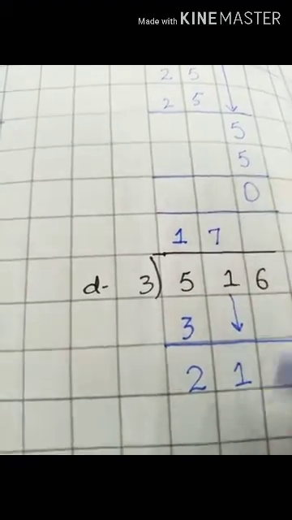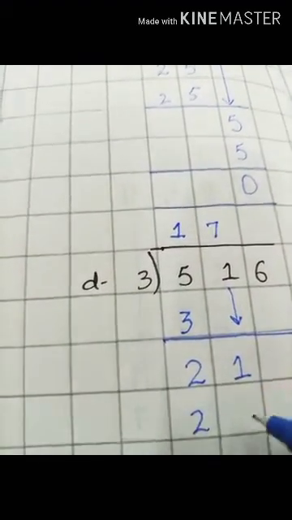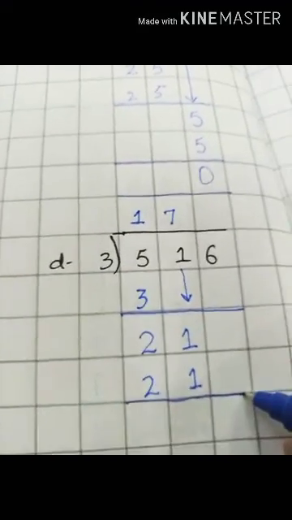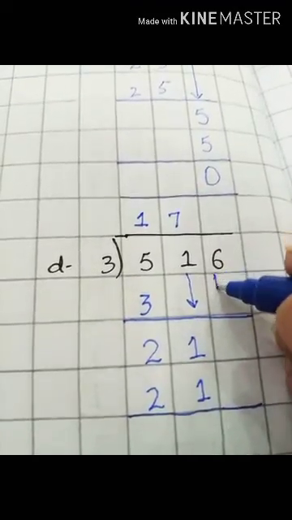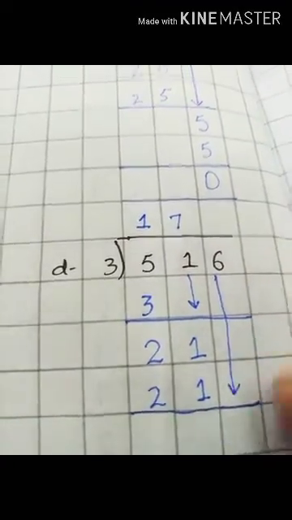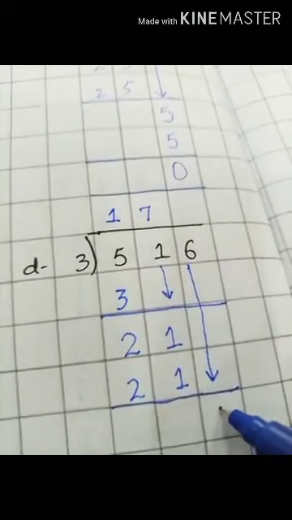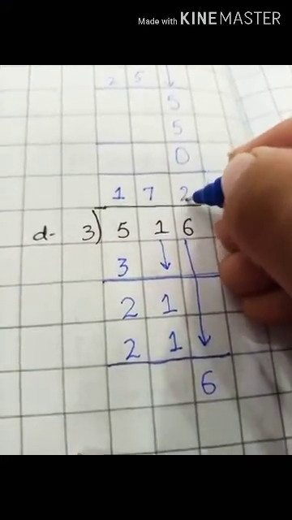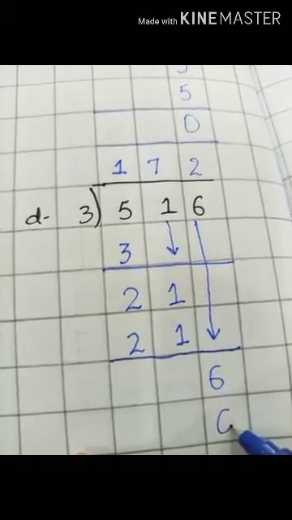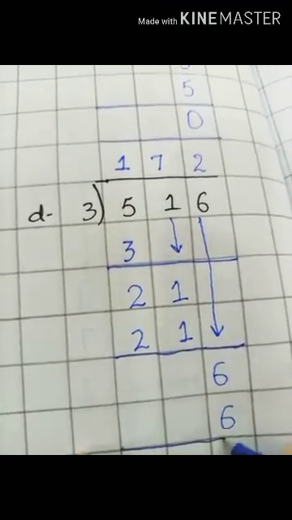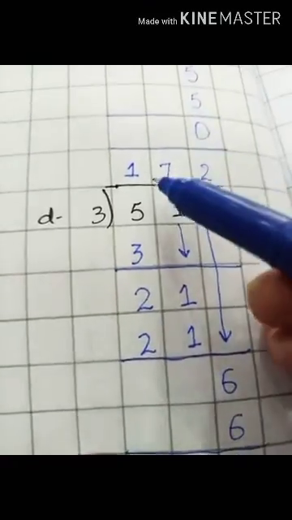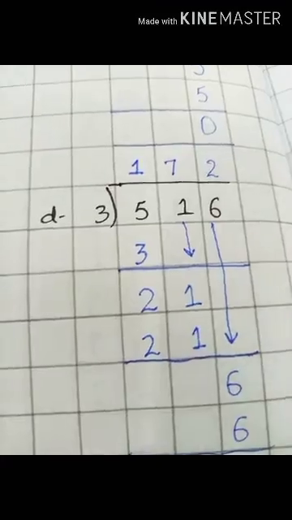3 7s are 21. So students, look at this, 21 is completed and in the next step we are going to take this 6 down here, and when we take the 6 down, this will be greater than my divisor. So students, now look at this, 3 1s are 3 and 3 2s are 6. Here I am writing 3 2s are 6 and 6 minus 6 is 0, which means that I have completed my question and my quotient is 172.